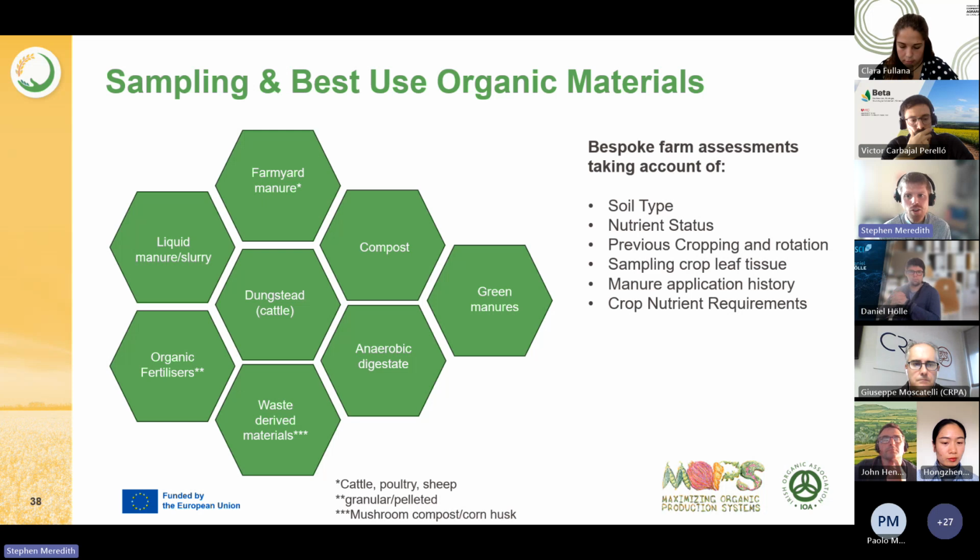So in the project, each farmer was working directly with the agronomist to assess their own soil and nutrient management, looking at soil sampling, but also the plant analysis of the crops and taking into account soil type, nutrient status, previous cropping rotation, looking at the crop tissue of different plants, historical manure application, and really trying to understand the crop nutrient requirements of different crops. And this was very much a bespoke assessment, because different farms have different organic materials available to them.